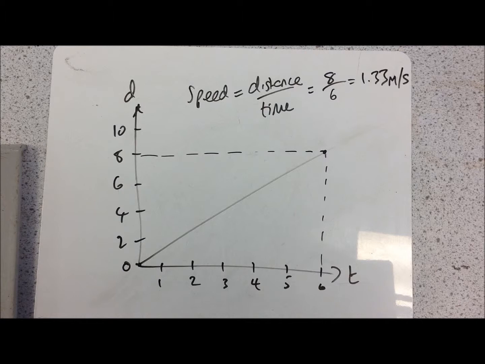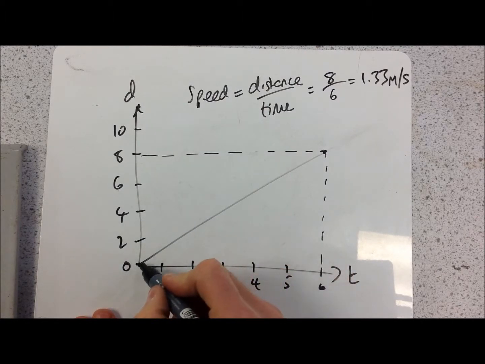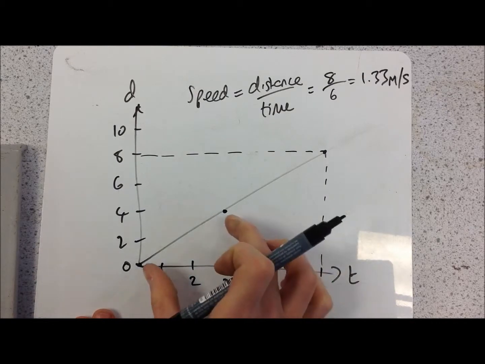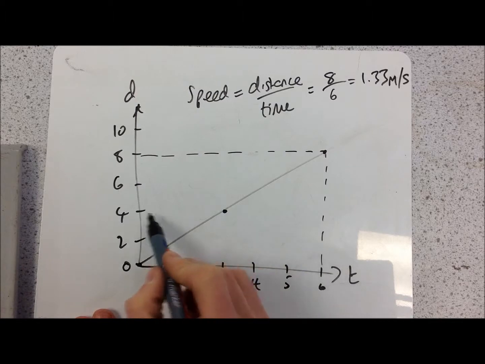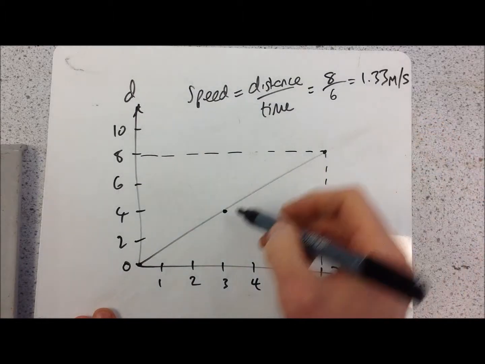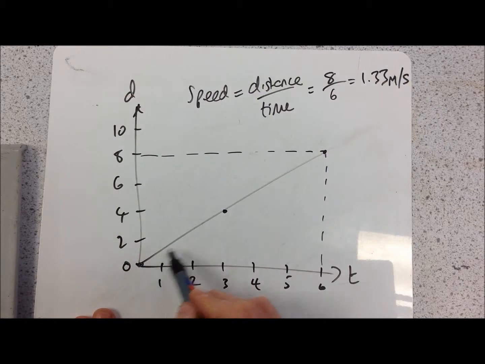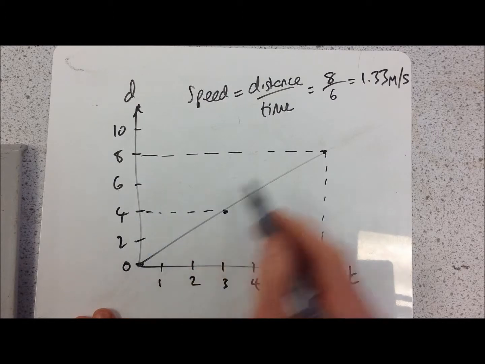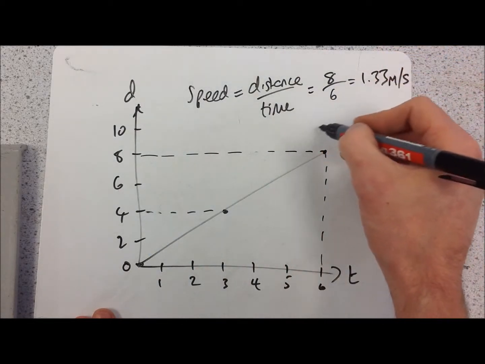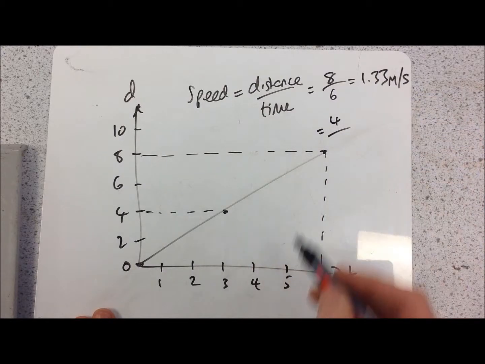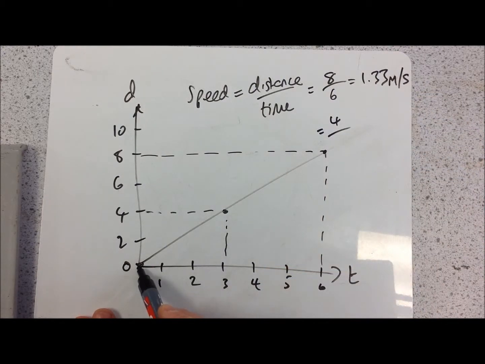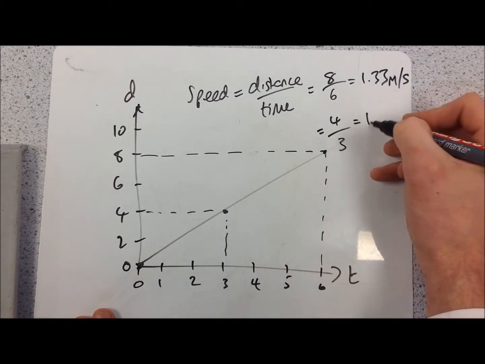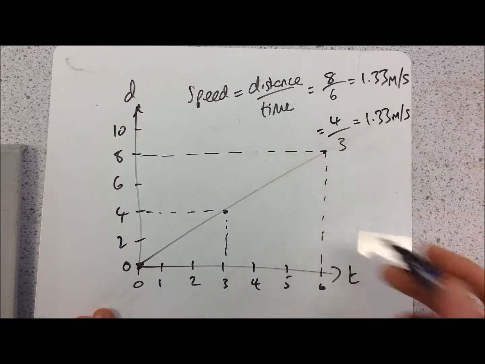Now, I could have gone like this. I could have said, well, let's just try and find the speed to this point. So what's the speed in that section there? Well, same equation. Speed equals, this time, the distance between this point and this point, it's gone from 0 metres to 4 metres. So that would make this number a 4. And it took between 0 seconds and 3 seconds, that's 3 seconds to do that. So 4 over 3 is again 1.33 metres per second, which is right.